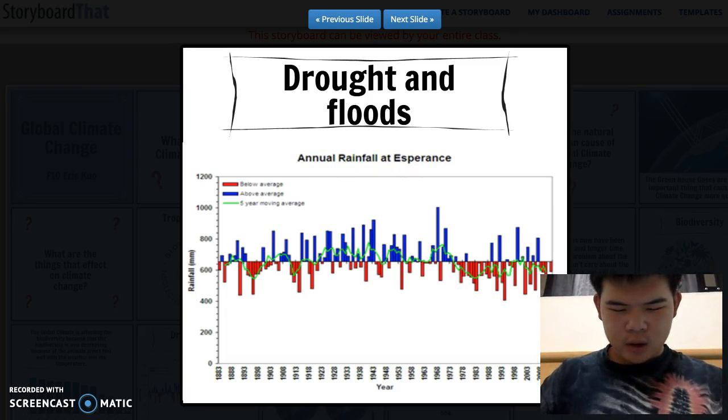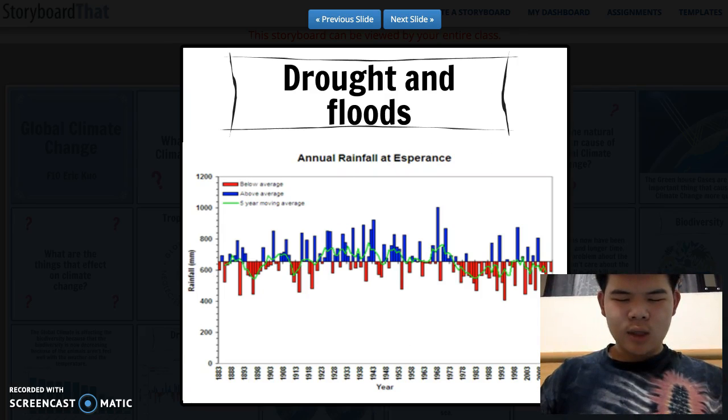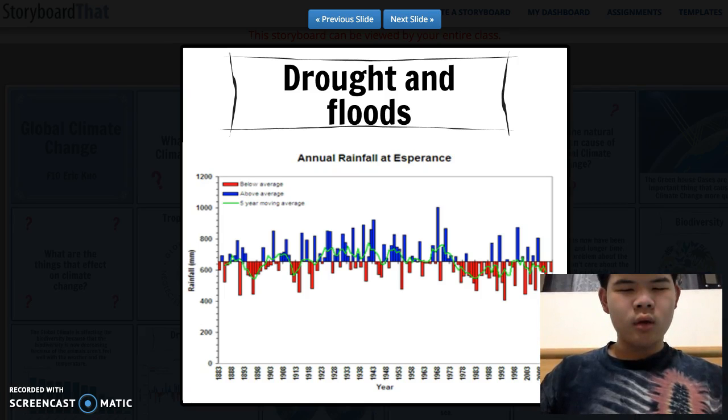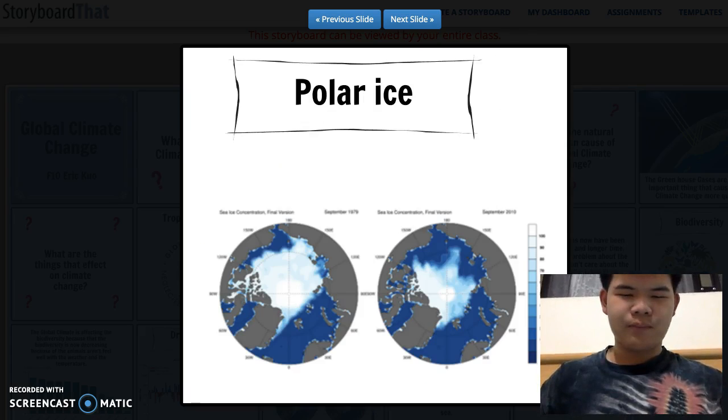Droughts and floods. According to NASA, biodiversity is affecting the droughts and floods because of the weather and the storms. If we have storms, we have floods. But if we don't have storms, then we will have drought.